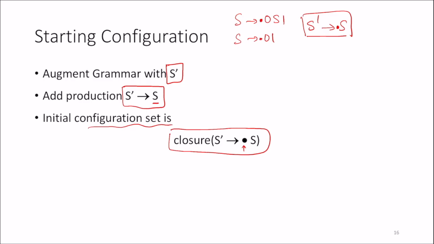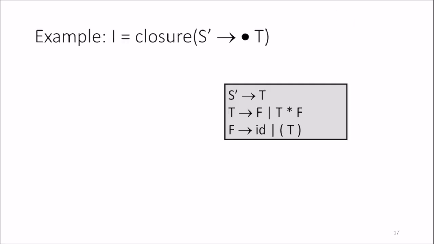Put the dot just before the first symbol on the right-hand side. So the closure property is going to give us our starting state, essentially, for the lookup table, the action goto table. Let's look at an example here. We have a grammar. I've added this rule. So T was the original start symbol.